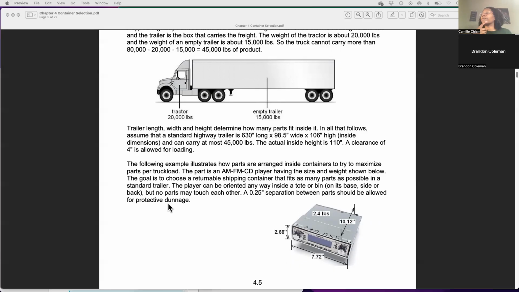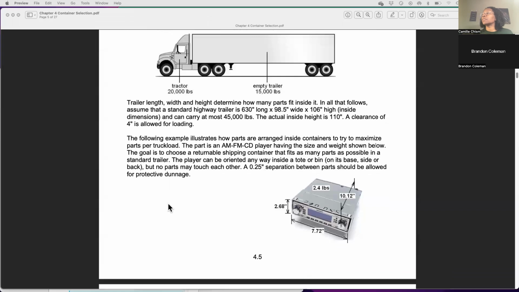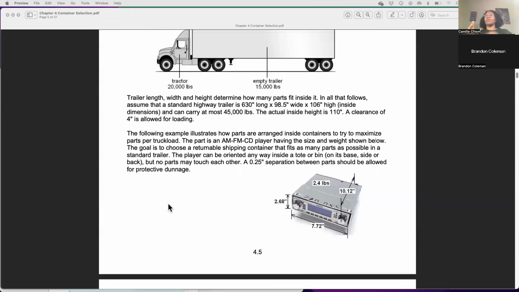But from there, what happens is a lot of times it'll orient the part in a way that doesn't really work. So for example, here's a radio. And I'm trying to see how this one goes. I'm trying to think of a couple of examples.